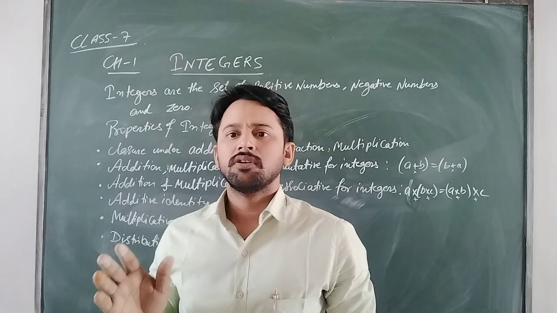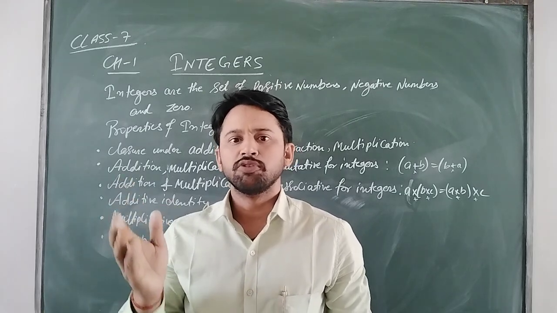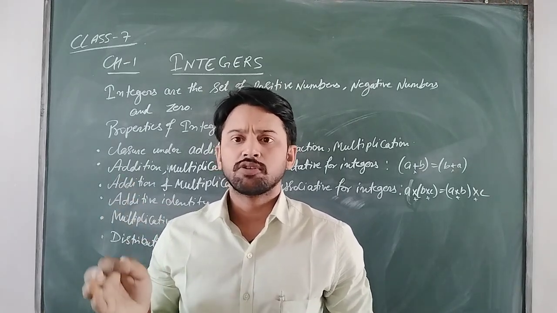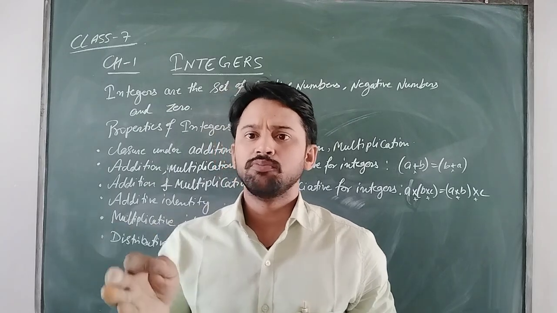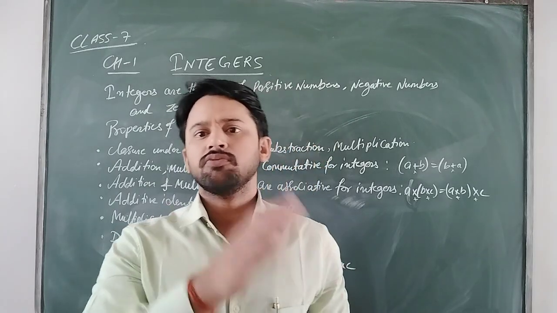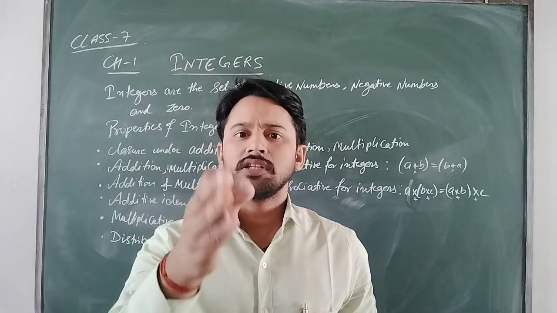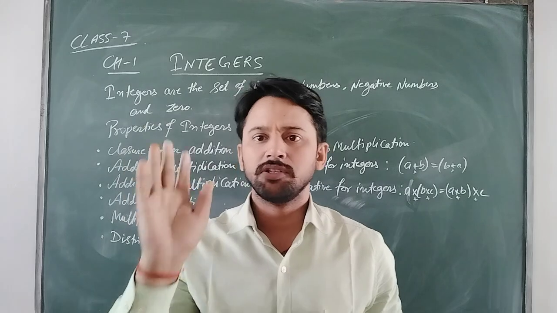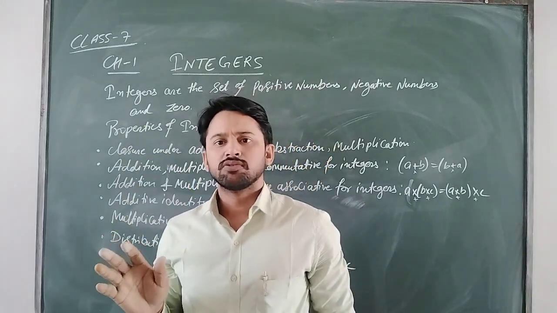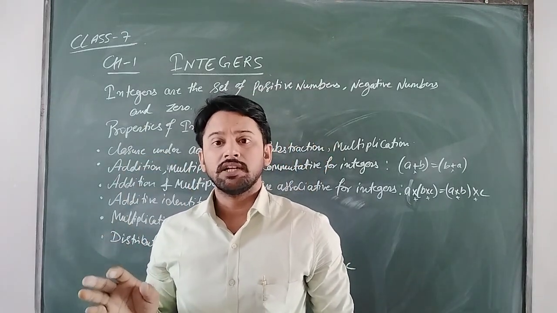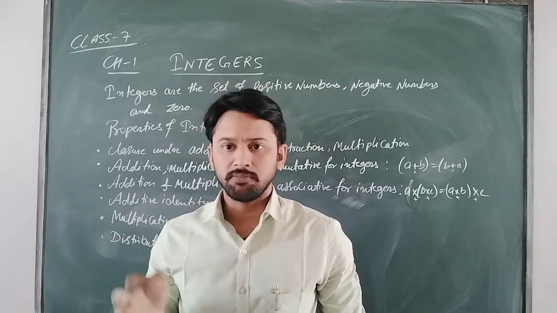And now we are proceeding toward the commutative property. You know that commutative property is a into b is equal to b into a. That is 2 into 3 or 3 into 2, you will get the same result. Clear? So that is the commutative property. That is followed in addition and multiplication.